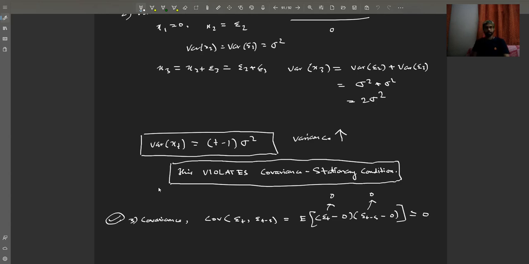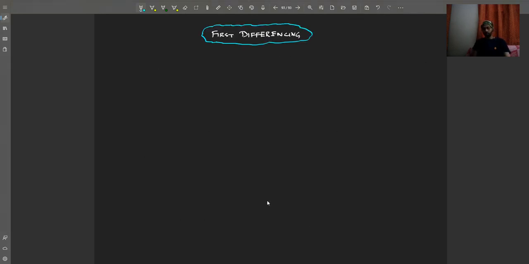Let's have a look at it. To make this model covariance stationary, what we do is something called first differencing. So we take yt, which is equal to xt minus xt minus 1. This is nothing but xt minus 1 plus error minus xt minus 1, which is equal to nothing but error. So this is what the first differencing looks like. Now this makes it covariance stationary. How so?